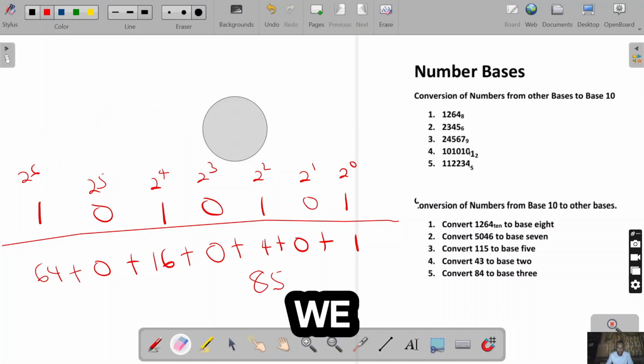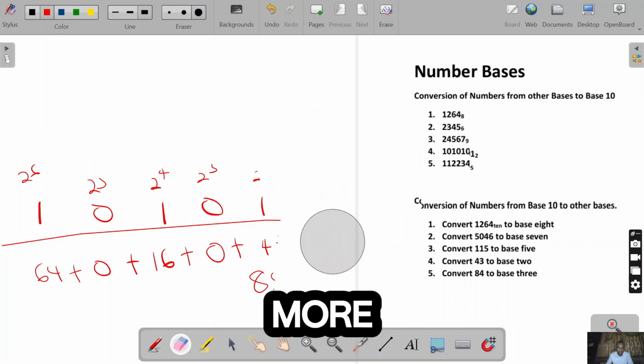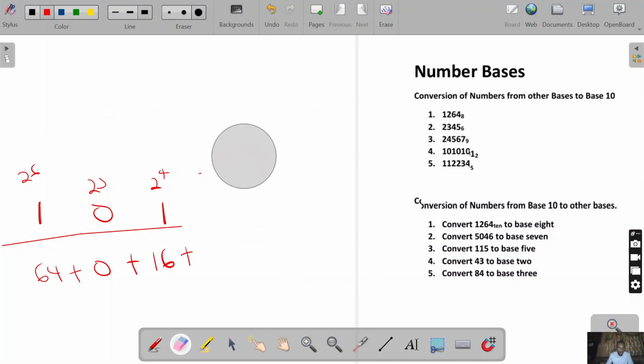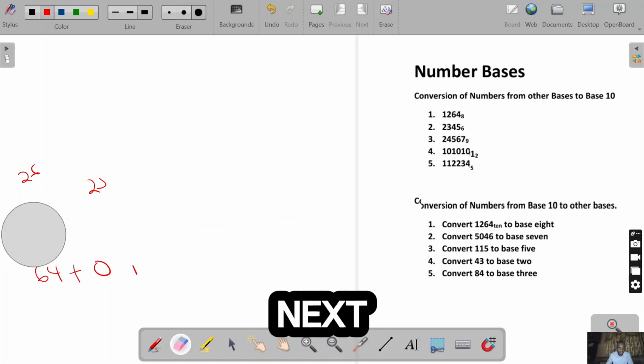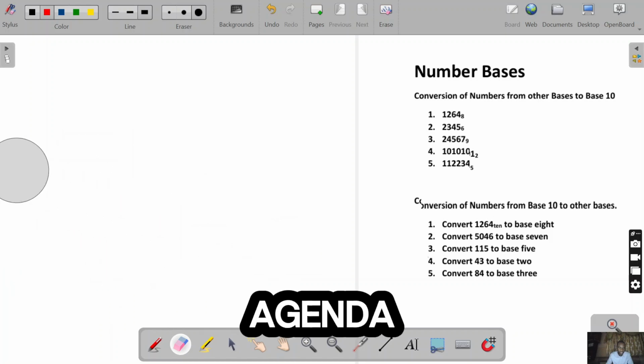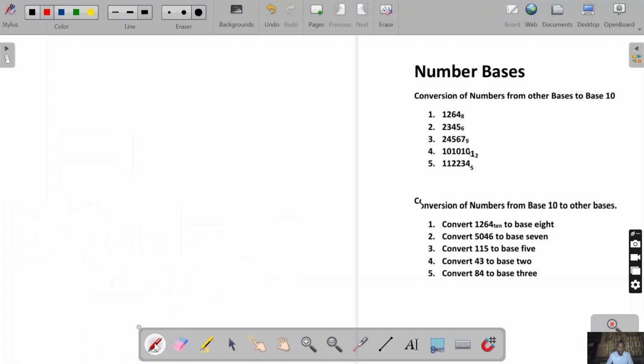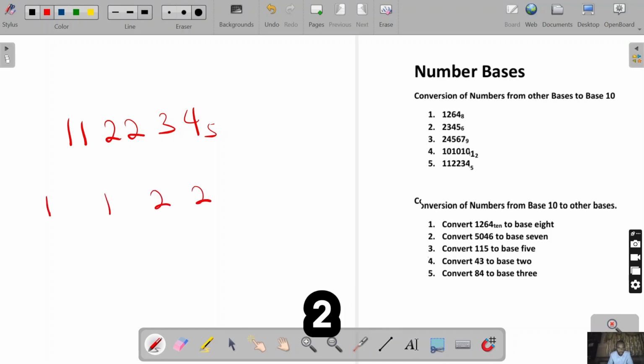So lastly, we have one more before we go to the next topic on the agenda. So lastly, we have 1 1 2 2 3 4 base 5. So how do we convert this to base 10? Just spread it: 1 1 2 2 3 4.